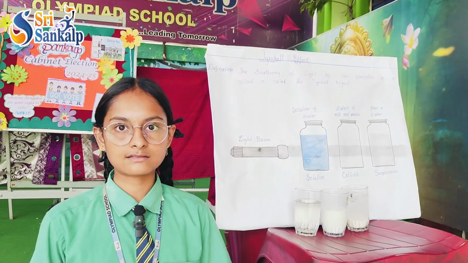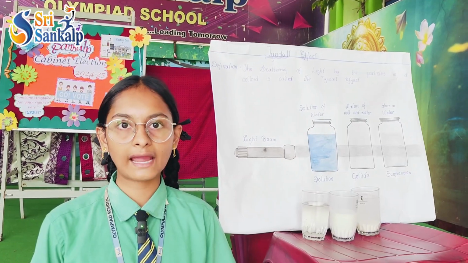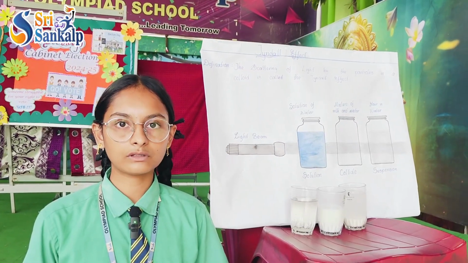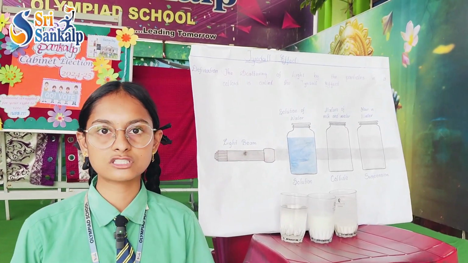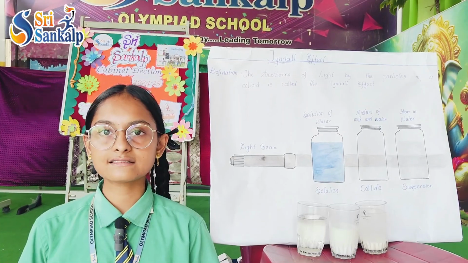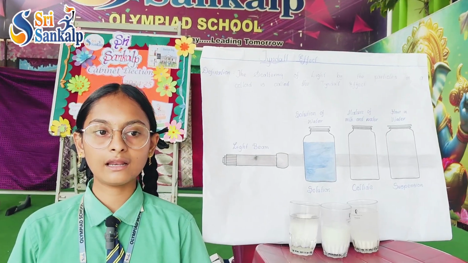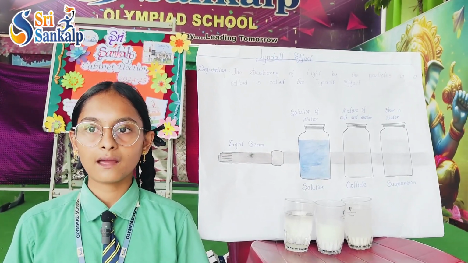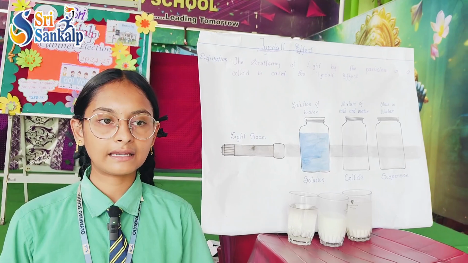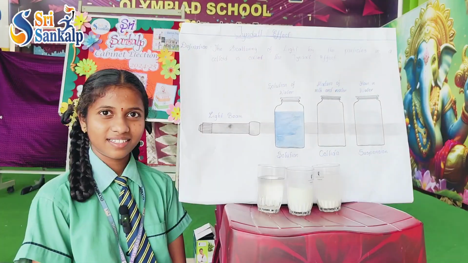Brownian movement of colloidal particles. We see under a microscope that the particles in a colloid are moving continuously in a random pattern. The zigzag motion of colloidal particles is known as Brownian motion. The light scattering by colloidal particles is the Tyndall effect. The scattering of light by colloidal particles is known as the Tyndall effect.